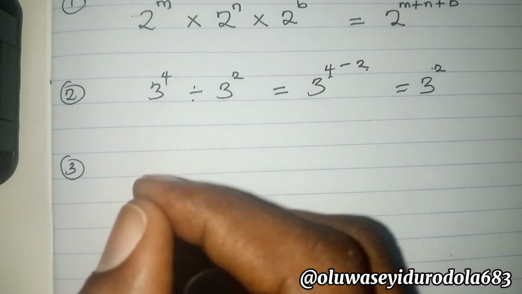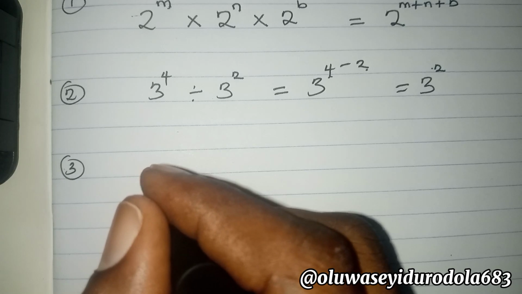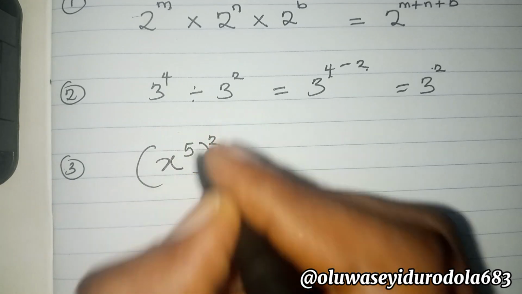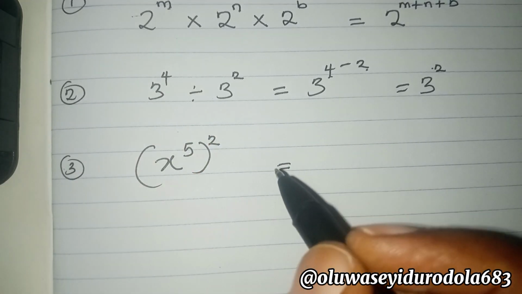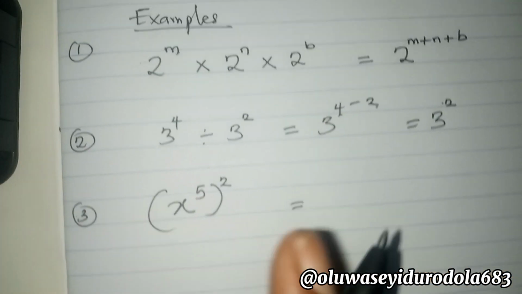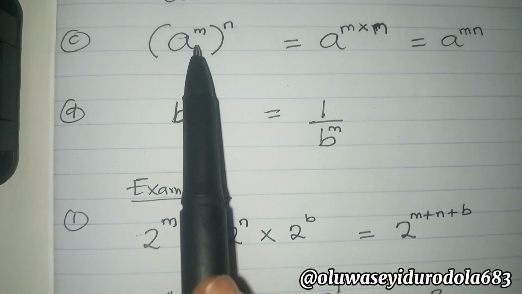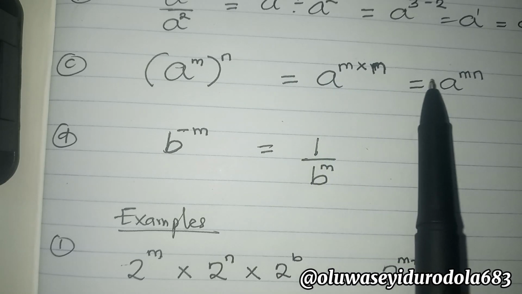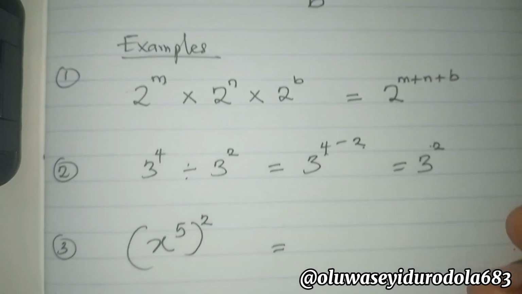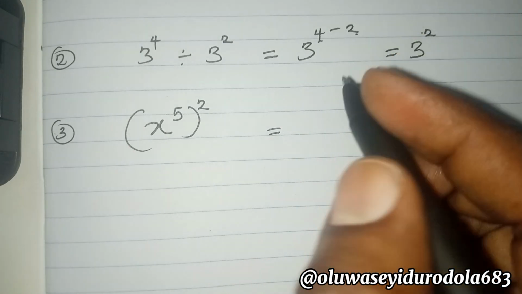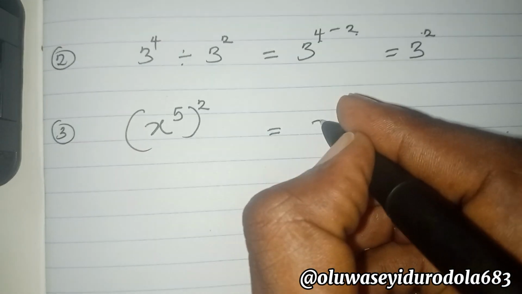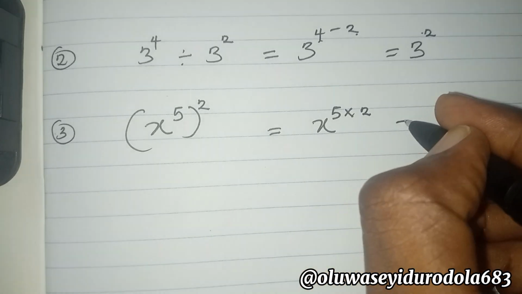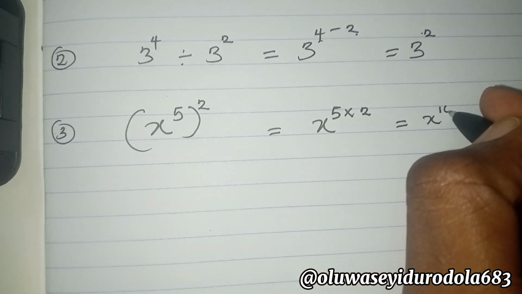Another example. When you have x raised to power 5, all raised to power 2, how do you simplify this? The law of indices tells us that when we have a situation like this, you simply multiply the powers. When we apply that, we're going to have x raised to power 5 times 2, which is going to give us x raised to power 10.